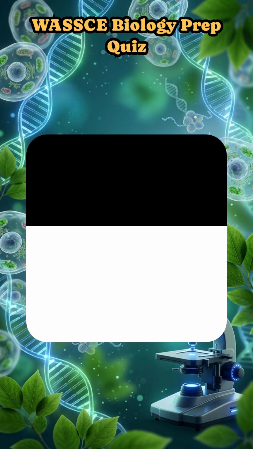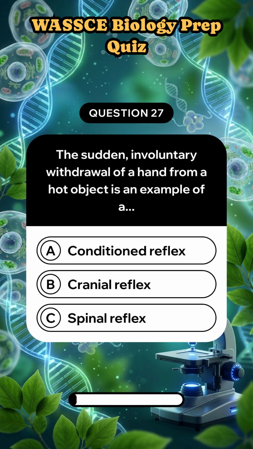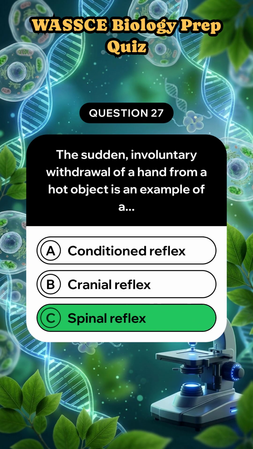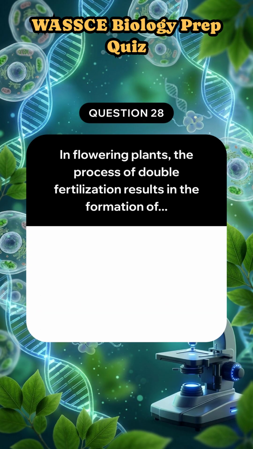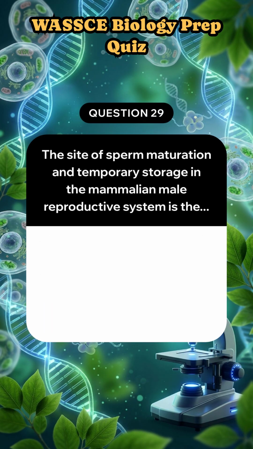The sudden, involuntary withdrawal of a hand from a hot object is an example of a? In flowering plants, the process of double fertilization results in the formation of? The site of sperm maturation and temporary storage in the mammalian male reproductive system is the?